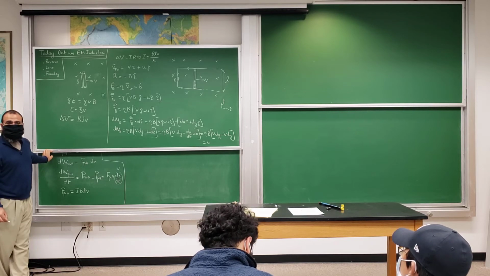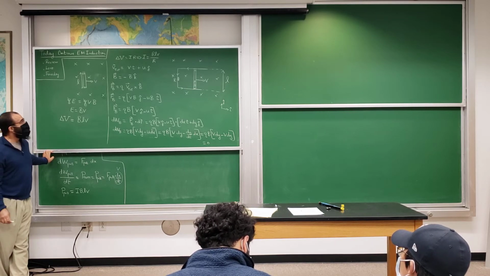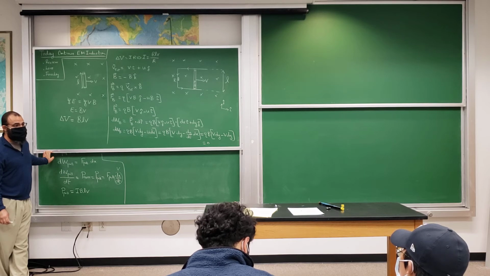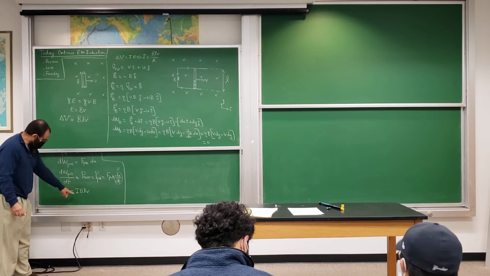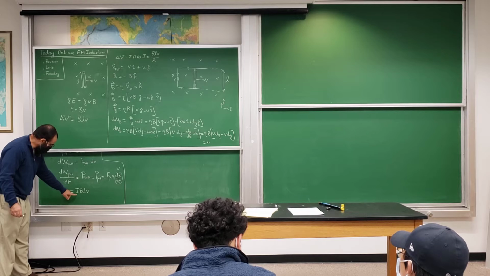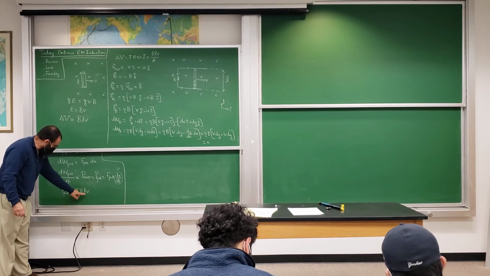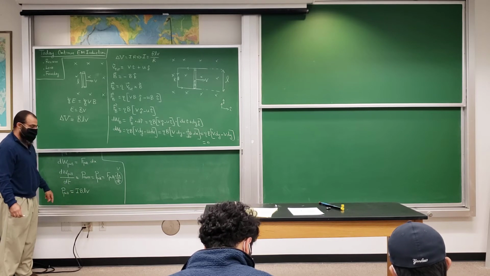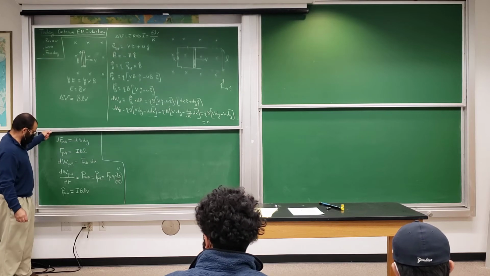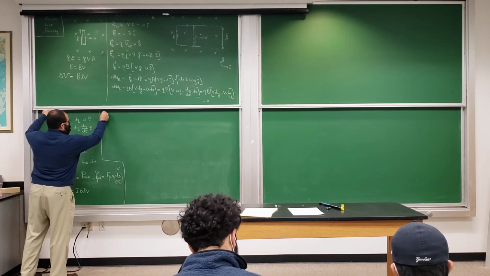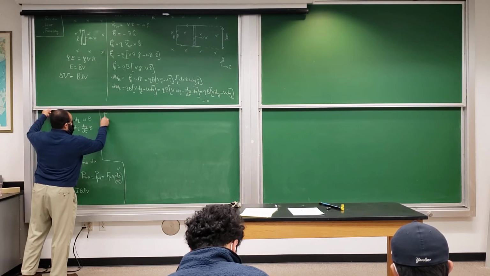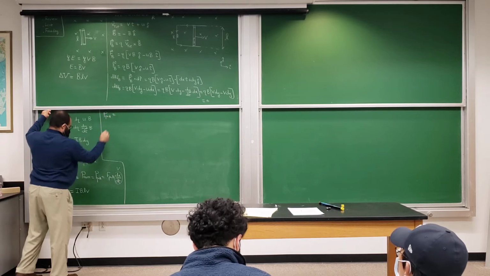Can someone see it? BLV over R? Yeah, it's BLV over R. That's the current. So the current is BLV over R. So you get BLV times BLV over R. So what does that end up being? The power of the pull will end up being what?